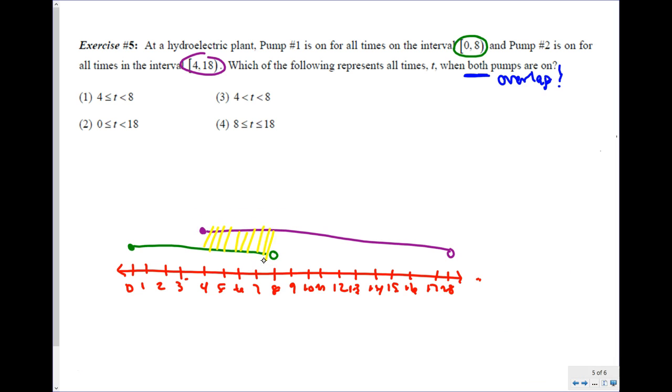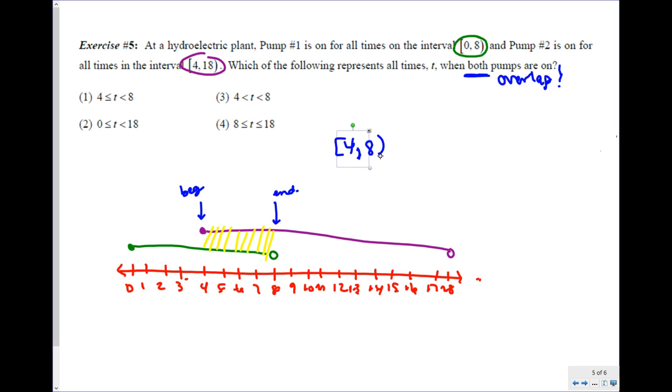This is where they share. So my answer is going to be my lowest value, which is right here. That's my beginning. And this right here, which is my end. So how do I write that in interval notation? Well, it's a square bracket because it's a closed circle at 4. And then I have an open circle here at 8 where it ends. So it's square bracket 4, comma 8 parenthesis.